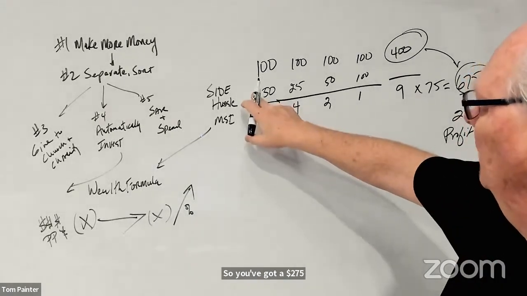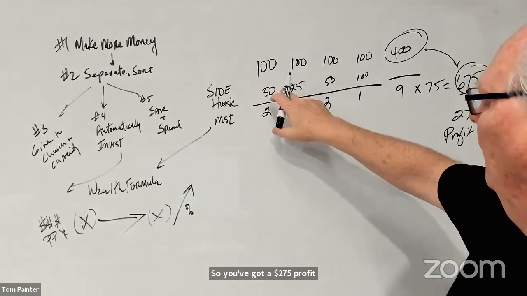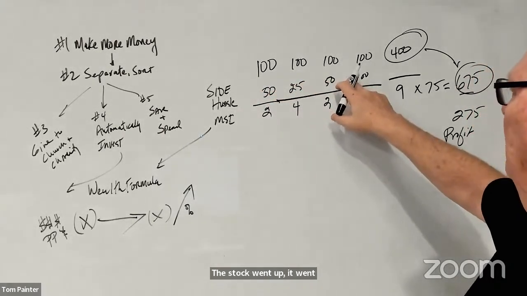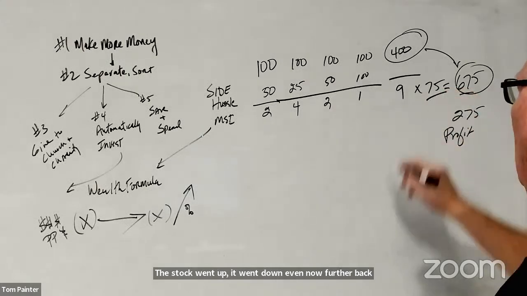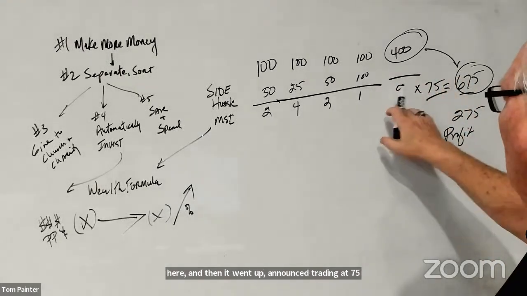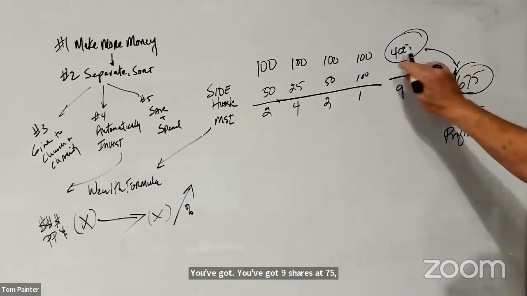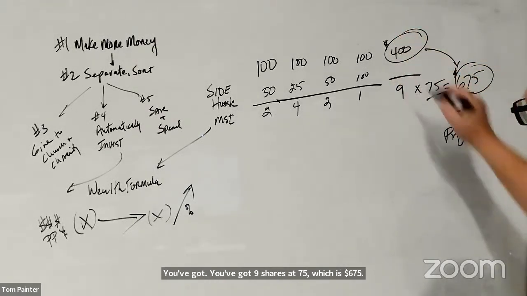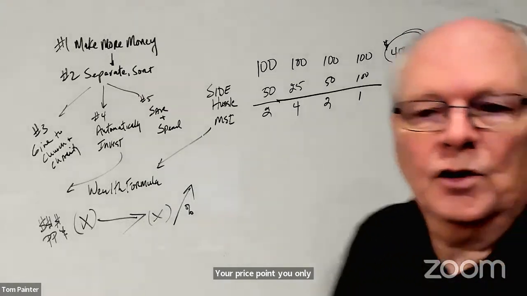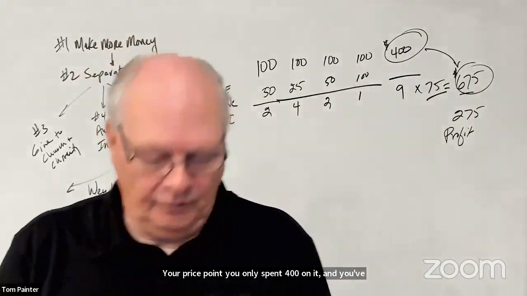The stock went up, it went down, it went even down further back here, and then it went up, and now it's trading at 75. You've got 9 shares at 75, which is $675. Your price point, you only spent 400 on it, and you've got a profit on it.